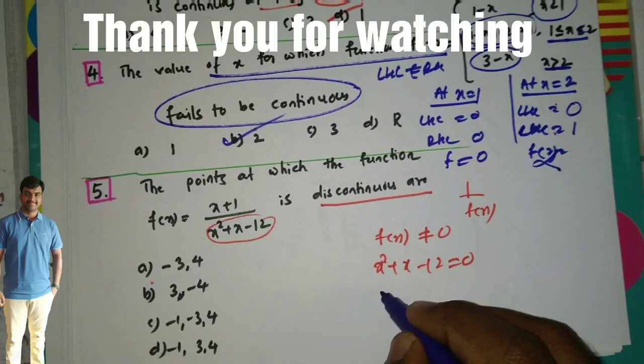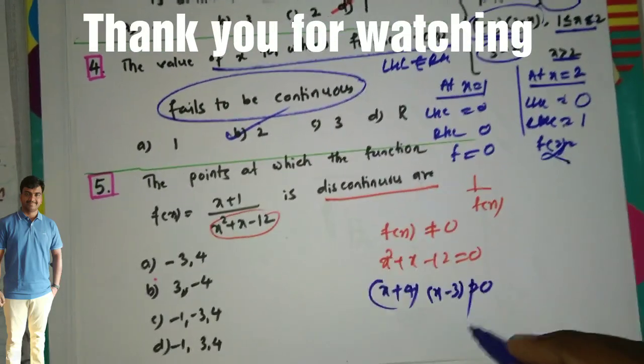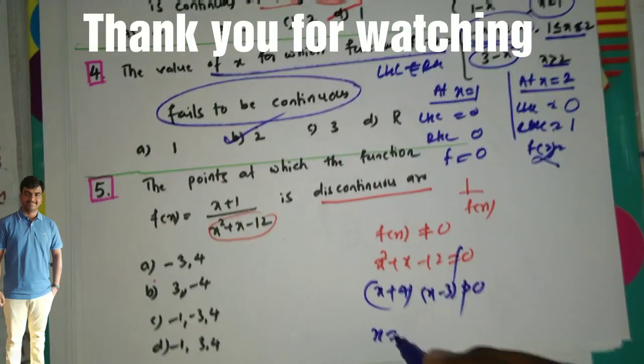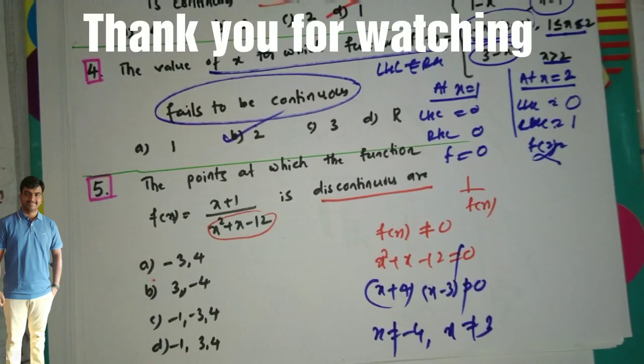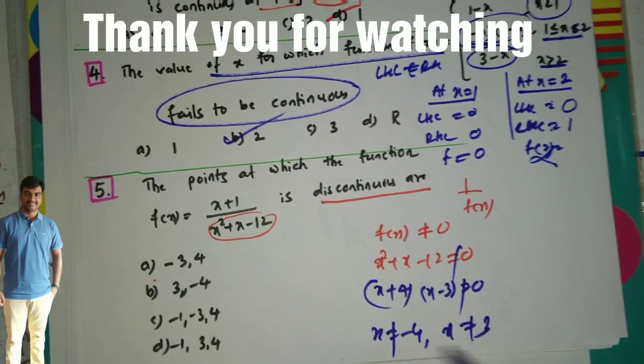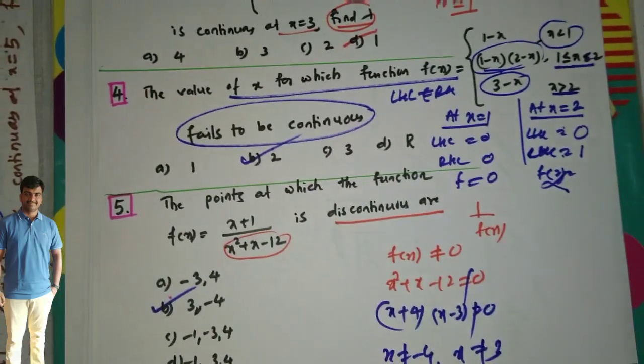Nothing but if you factorize this, it becomes what here? x plus 4 into x minus 3 not equal to 0. Okay, so then x is not equal to minus 4, then x is not equal to what here? 3. Hence the answer is what here? So x should not be equal to 3 and minus 4. Definitely option number B. Okay, hope you understood these questions, students.